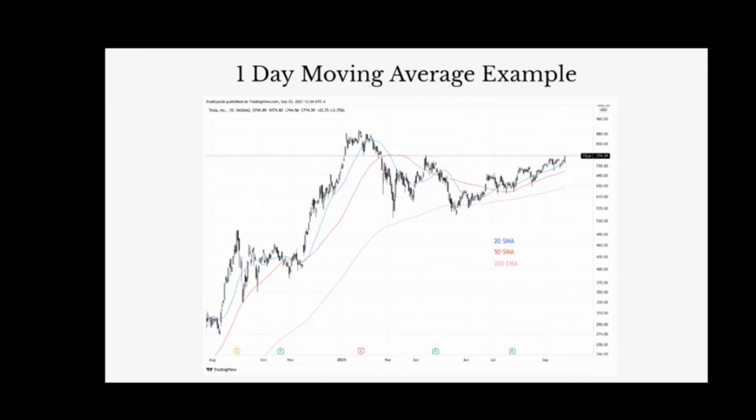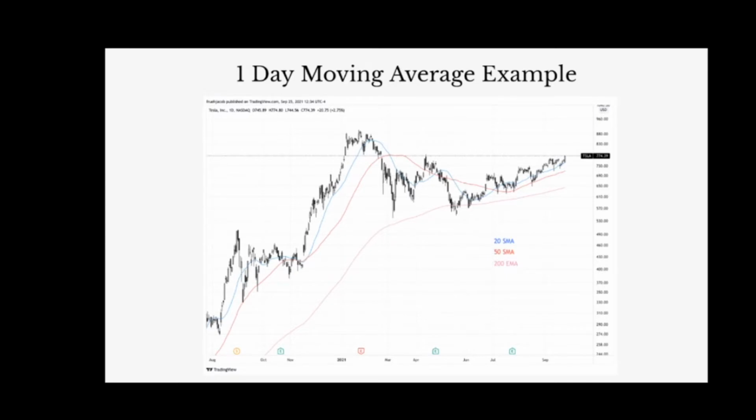Here's a 1-day example on Tesla. You can see that each moving average, the longer the period goes, the more general of the average it is. For the 200 EMA, you can see that that's sort of a line that we stay above most of the time, but we come back down to it and retest it every once in a while. Other than that, the 50 and 20 provide a little bit more short-term support and resistance areas.